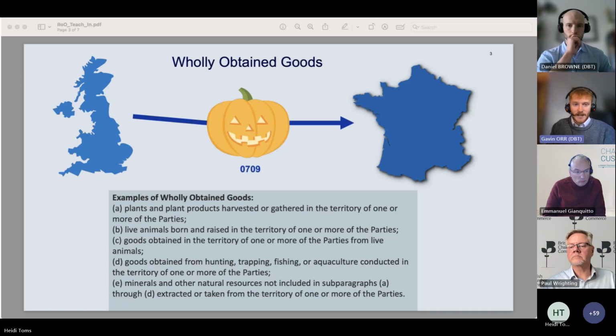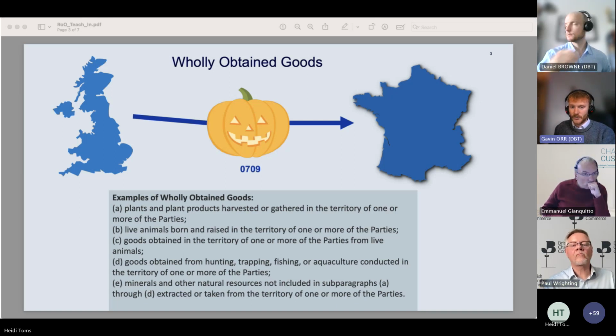And then other classic examples of wholly obtained goods are mineral products extracted from the soil or sometimes the seabed of a party, so the UK. And I think on the slide there's a list of common wholly obtained processed products, just for reference there.